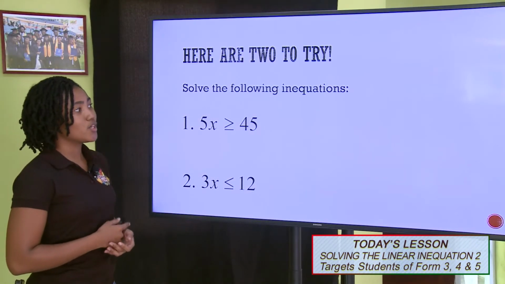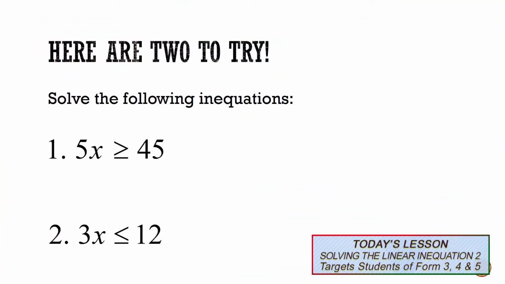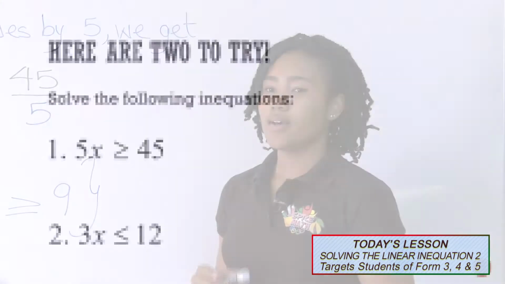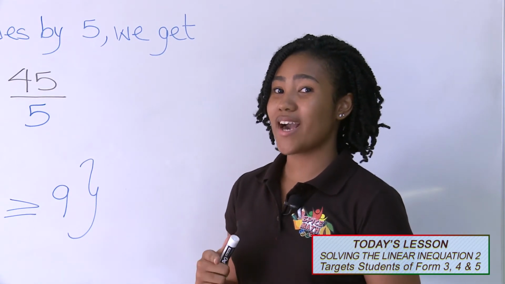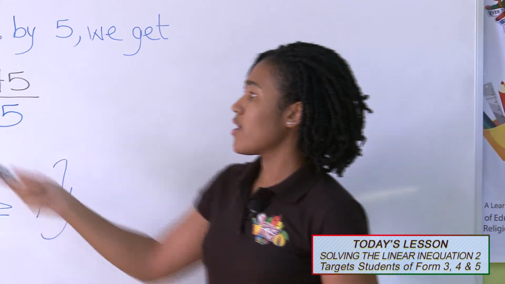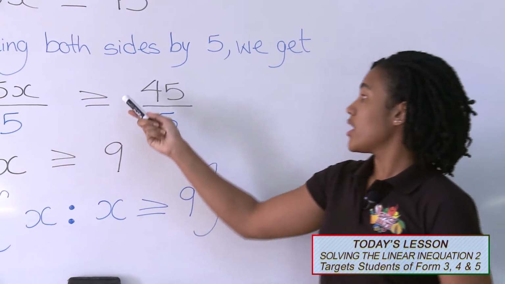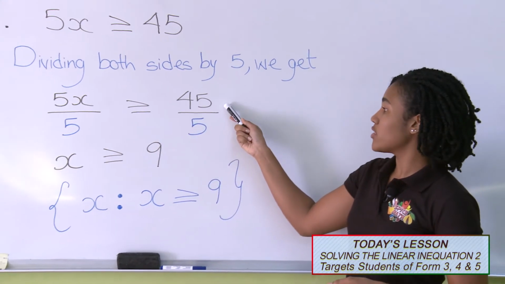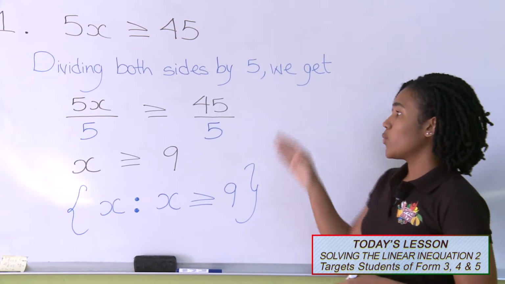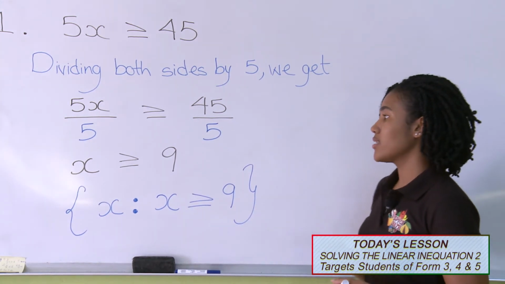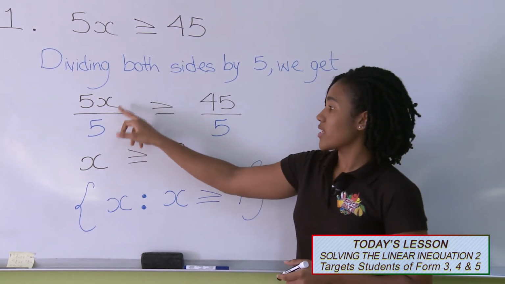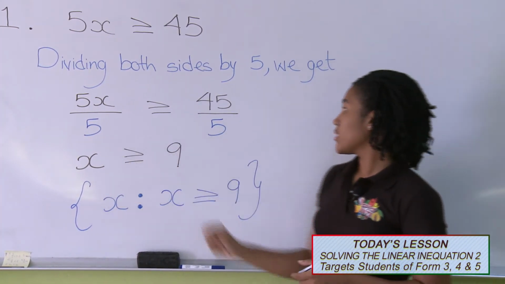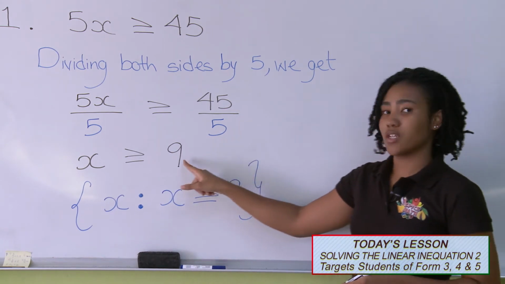Here are two to try. Solve the following inequations. So here we have 5x is greater than or equal to 45. Now we are going to solve this linear inequation by dividing both sides by 5. When we do so, we get 5x divided by 5 is greater than or equal to 45 divided by 5. Now when we simplify this inequation, we get x is greater than or equal to 9, because 5x divided by 5 leaves us with x, and 45 divided by 5 leaves us with 9.